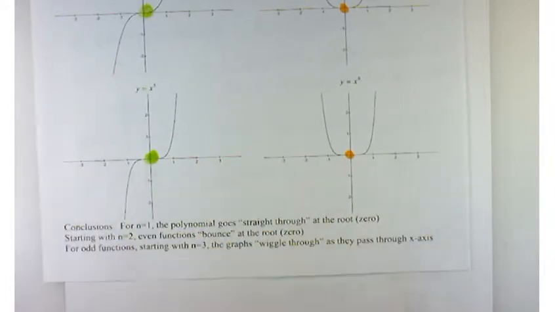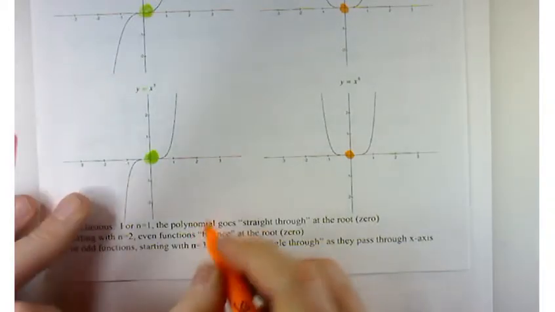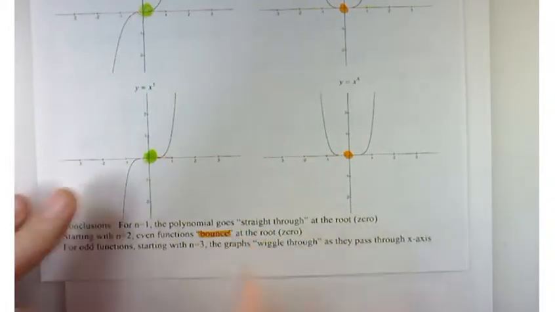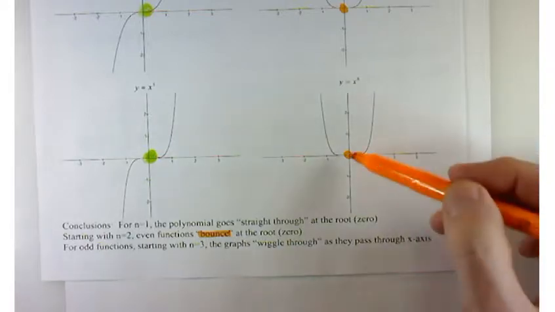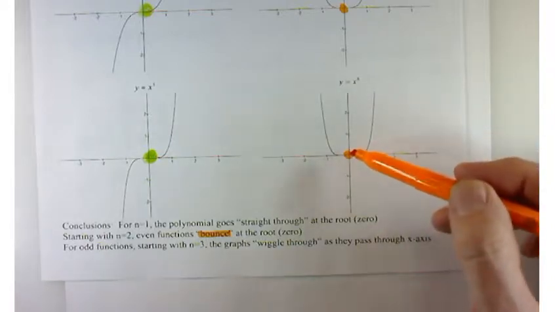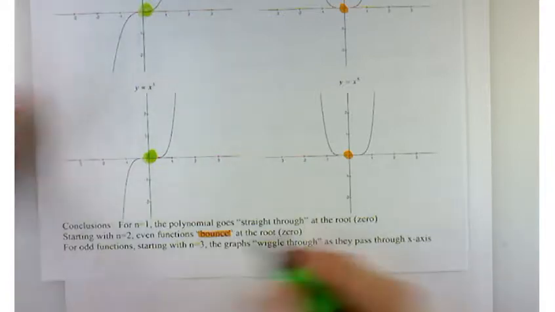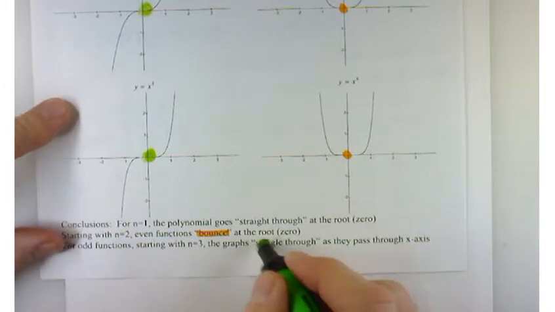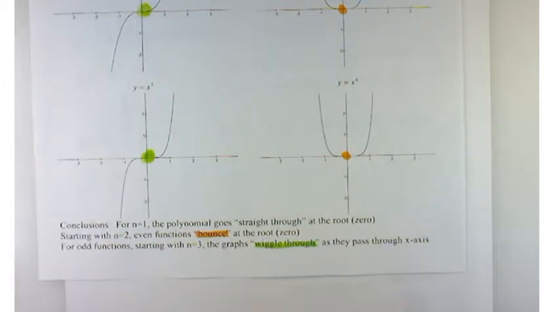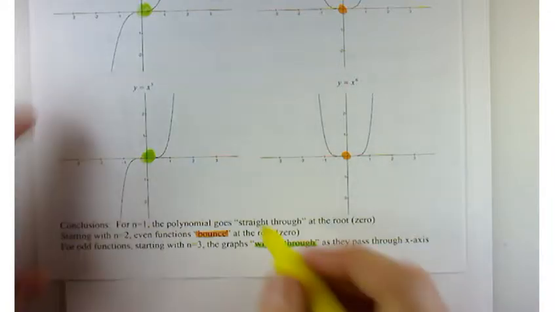Let's go with bounce. So when you come close to the x-axis and you have an even root, your graph's going to bounce. And if you have an odd root greater than 1, then it's going to do a little bit of a wiggle through. And if it's just n equals 1, then it's going to go straight through.